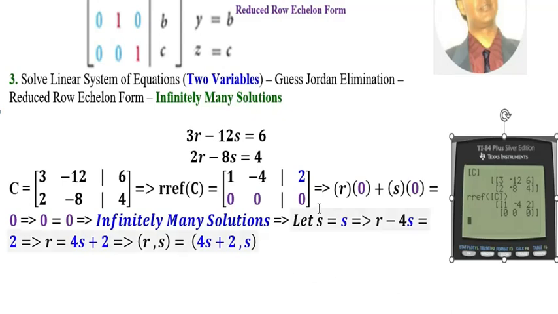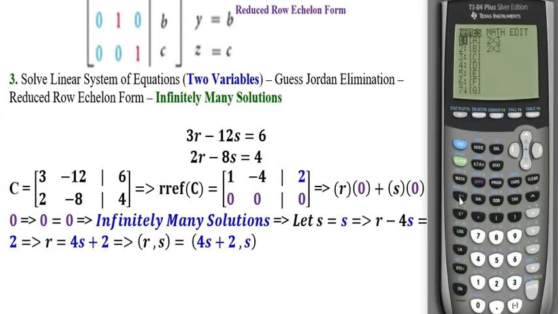So let s be an independent variable. s equals s. That means r minus 4s equals 2. Then solve for r. That means r is 4s plus 2. That means r, s is 4s plus 2 and s. That is infinitely many solutions. And here it is. Second matrix, edit, we'll create a matrix called C. It is 2 by 3.